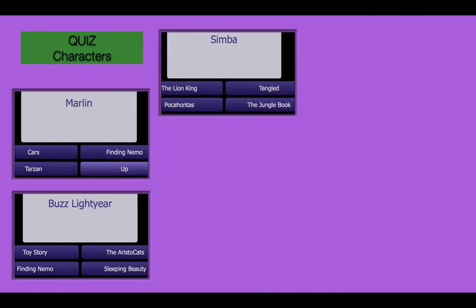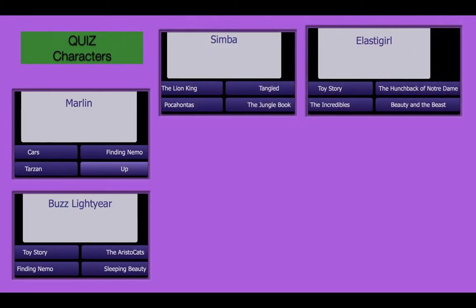Buzz Lightyear is a character from which animation? Number 1, Toy Story, number 2, The Aristocats, number 3, Finding Nemo, or number 4, Sleeping Beauty? Simba is a character from which animation? Is it number 1, The Lion King, number 2, Tangled, number 3, Pocahontas, or number 4, The Jungle Book?